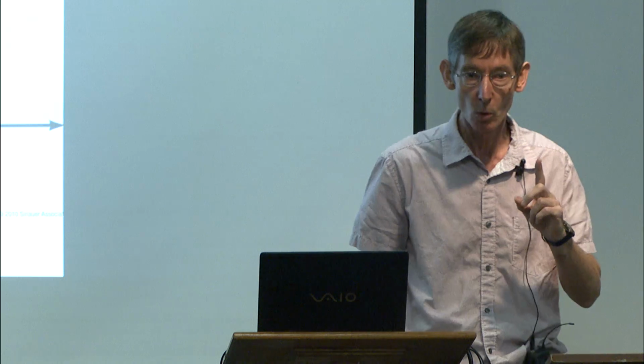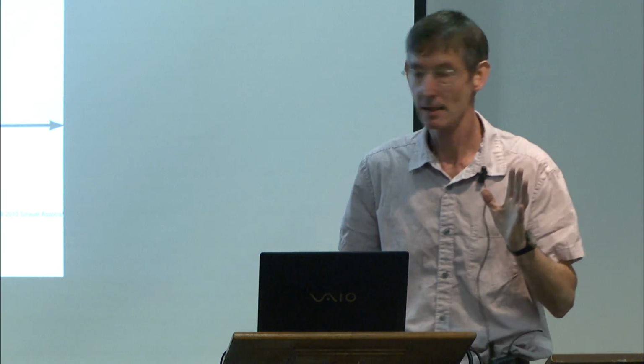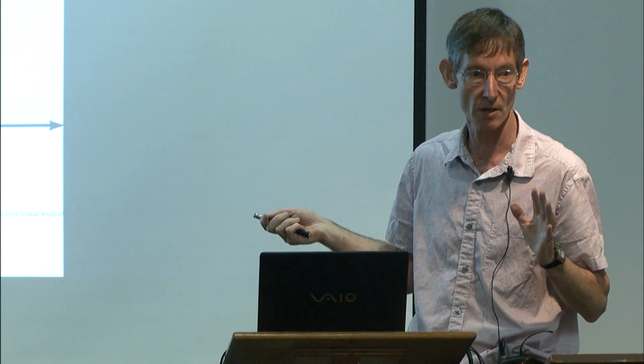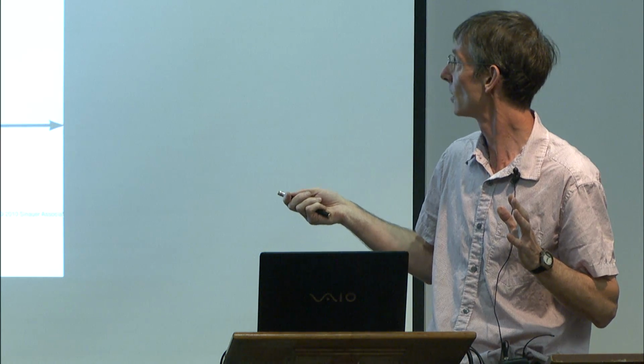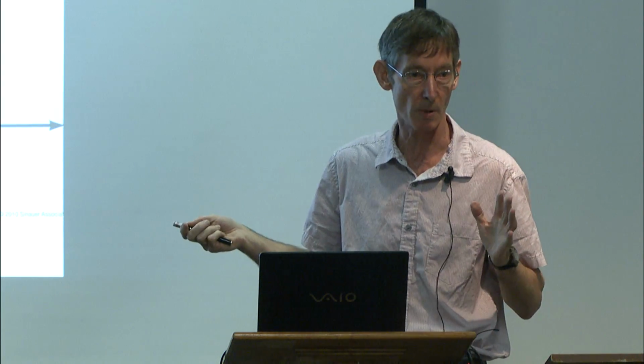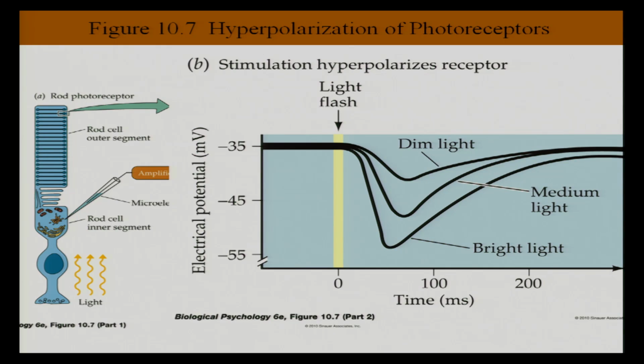But the totally cool thing about these photoreceptors that's shown in this slide is that if you give them a dim light, they'll give a small hyperpolarization. Give them a medium intense light, a bigger one, and a bright light, a bigger one. The amplitude of their responses is graded with intensity.